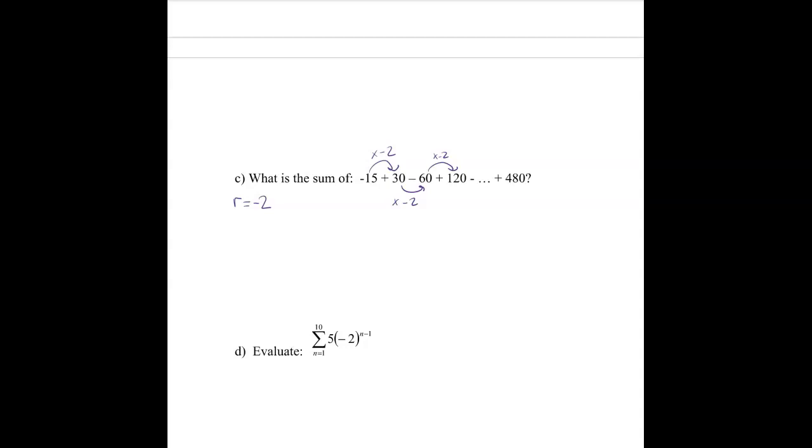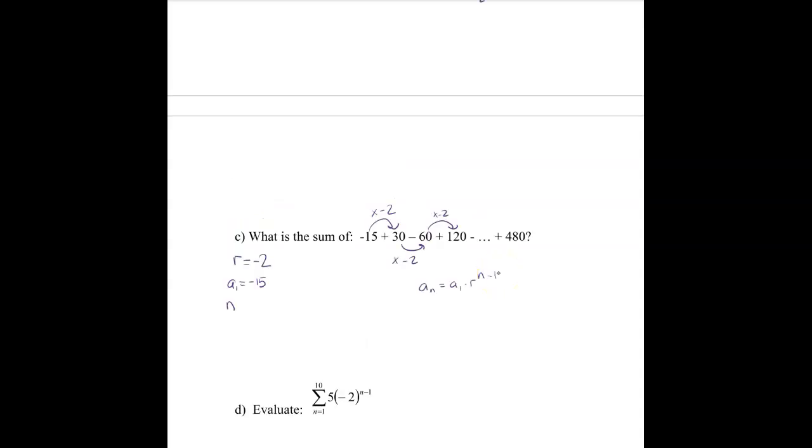Alright. And then I also need a sub 1, which should just always be my first term in that sequence or series. And then finally I just need n. So in order to find n, I'm probably going to have to use that explicit formula, which again is just a sub n is equal to a sub 1 times r to the n minus 1.